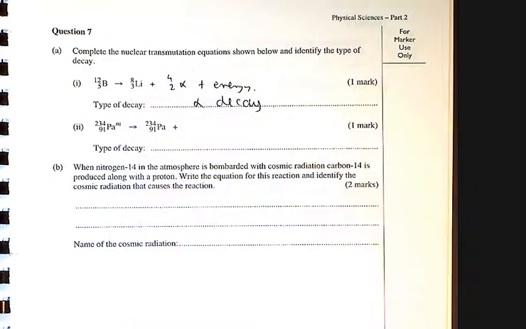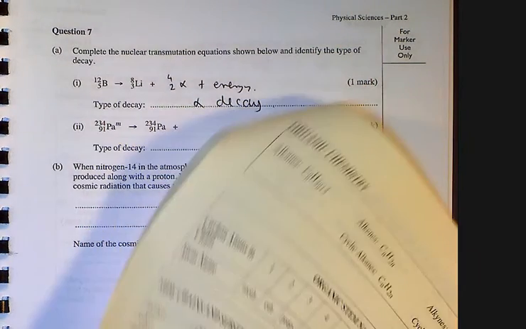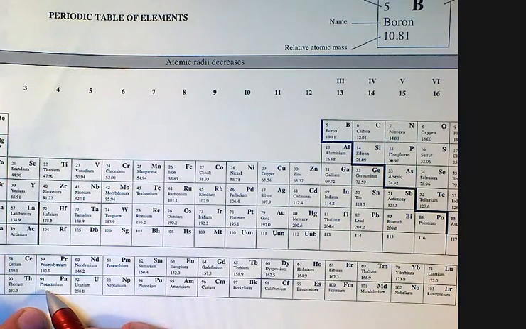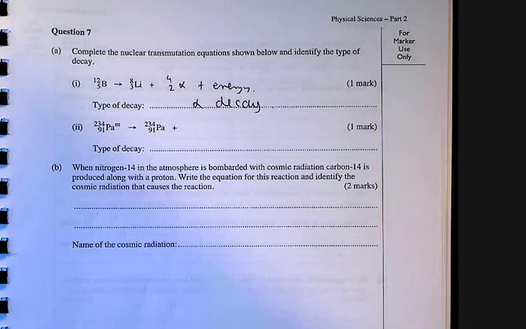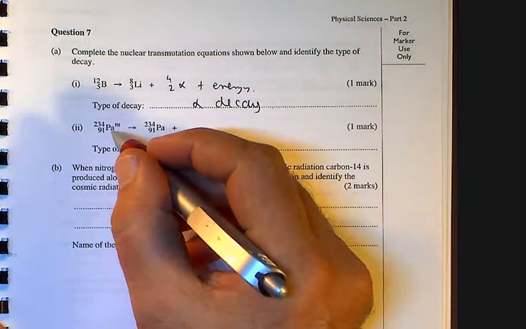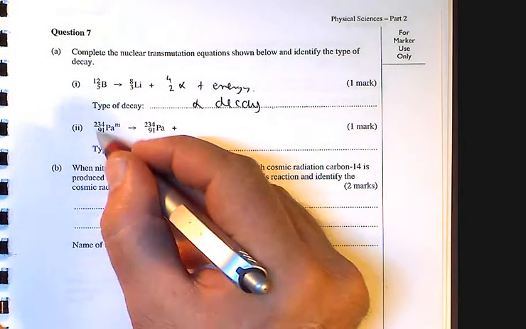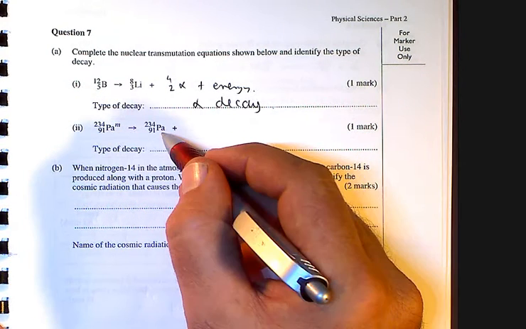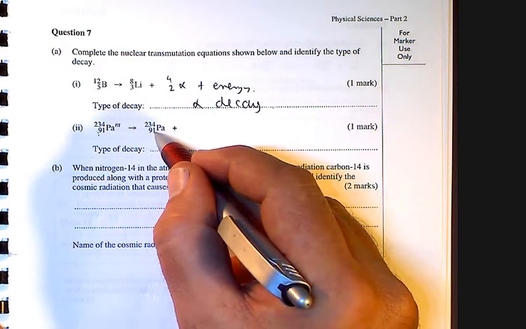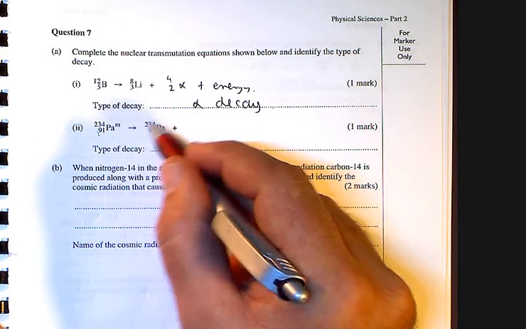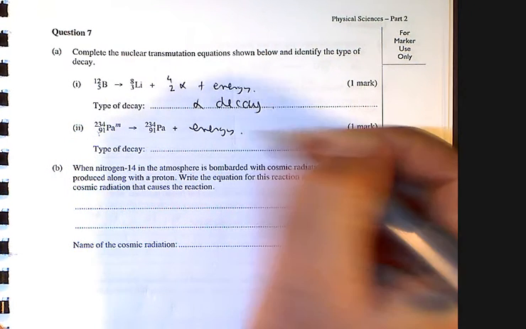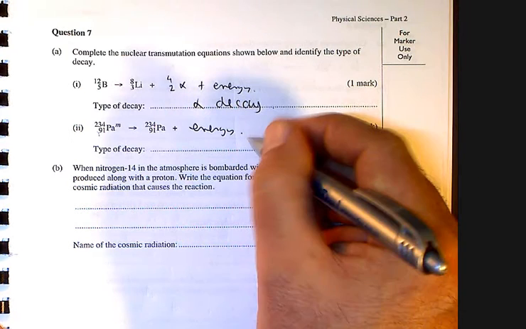Cool. Right. We can look up here, number 91, Pa. Come back to our information sheet, and we go to 91. Here we go. Protactinium, good old protactinium. Now, what's happening here is this is in a meta state, which means that it is chock-a-block full of energy, and it has to give off some of the energy. How's it going to give it off? Well, it's going to be unchanged in terms of the number of nucleons. So the only way that we can give off energy is in the form of gamma radiation.